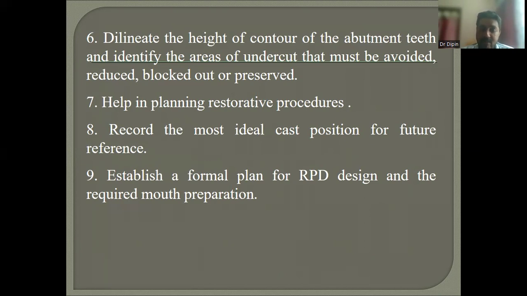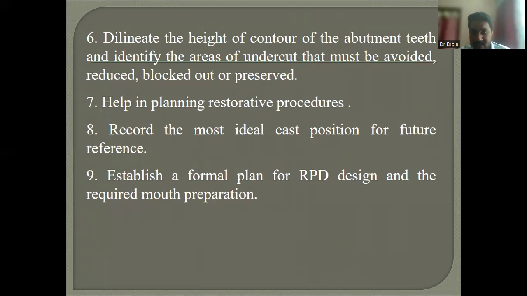So I told you previously, mainly we will be doing surveying for the diagnostic cast and also for the master cast. After doing the surveying for the master cast, we will be removing the cast from the surveying table and we will be doing the blockout. After doing the blockout, again we can keep it on the surveying table to analyze whether the blockout is done properly. So when we are repositioning the cast back to the surveying table, it has to be repositioned in the same way it was surveyed previously.